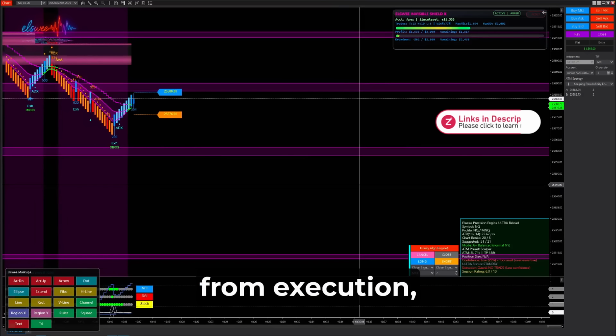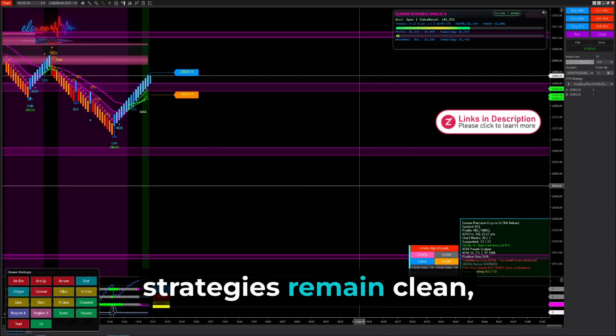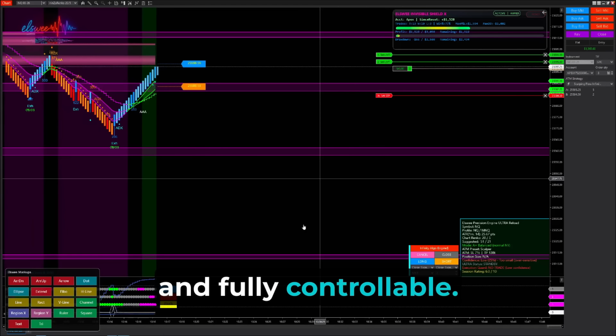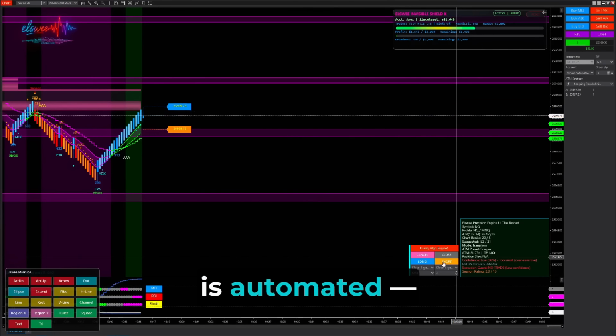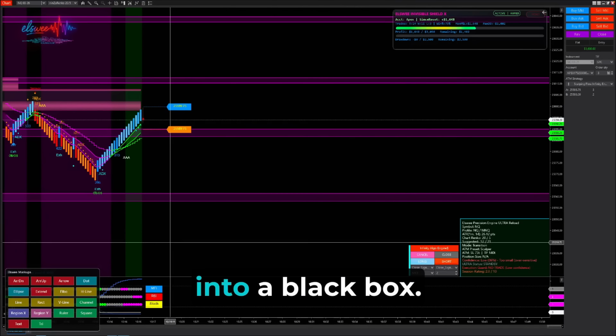By separating context from execution, strategies remain clean, readable, and fully controllable. Your original trading logic is preserved, even when the process is automated, without turning the strategy into a black box.